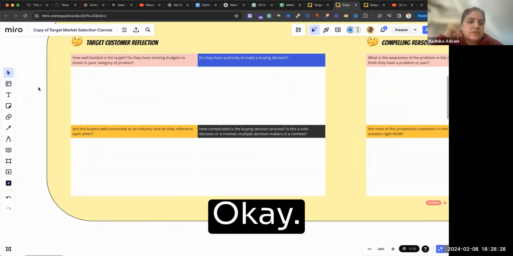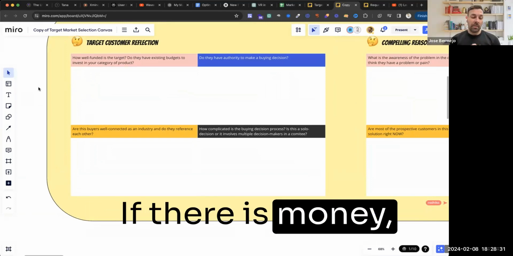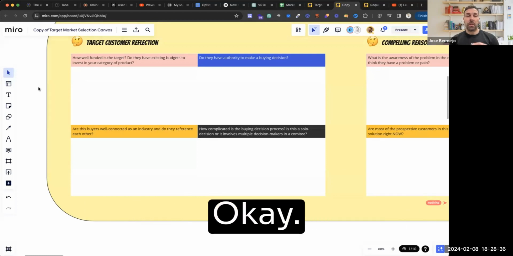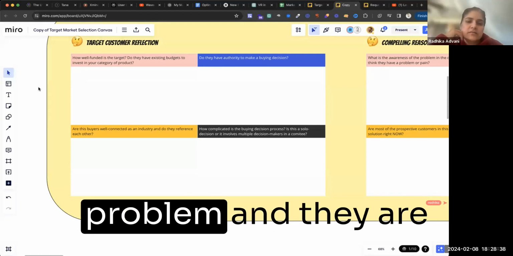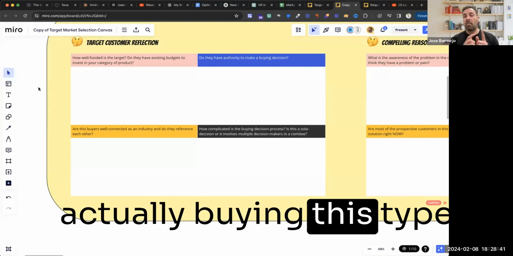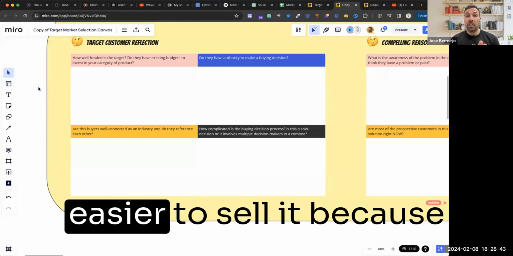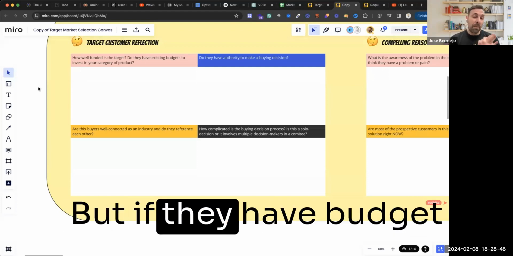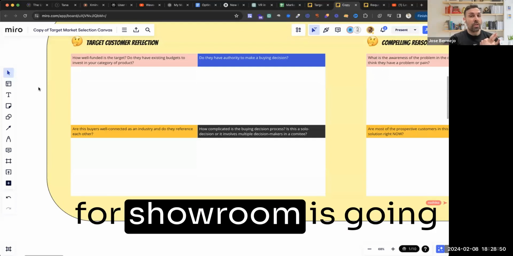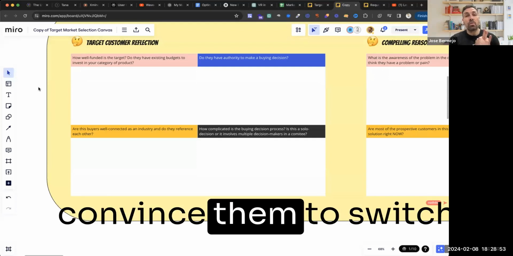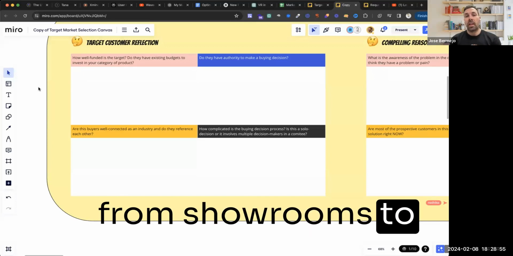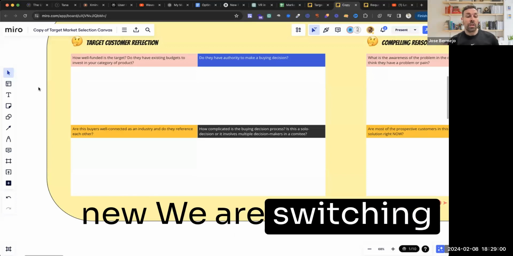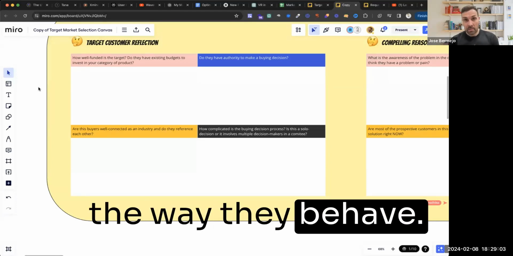Okay. Because it's different. If there is budget for our technology, that is very good because that means they recognize the problem and they are actually buying this type of technology, which means it's going to be easier to sell it because they have budget. But if they have budget for showrooms, it's going to be very difficult because we have to convince them to switch from showrooms to this technology, which means we're creating a new category. We are switching the way they behave.